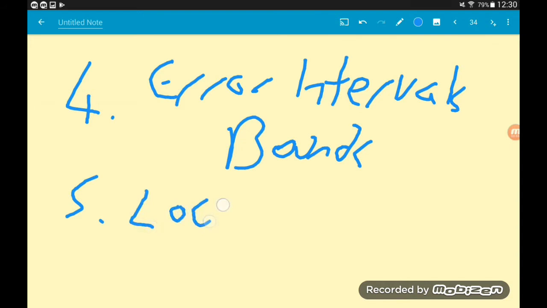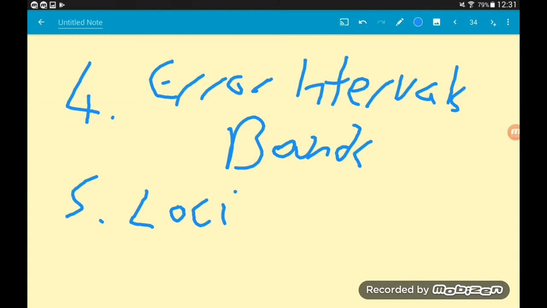Number 5, loci and construction. This is when you use your compass and ruler to either construct perpendicular bisectors or bisect an angle, finding a certain area of a shape, stuff like that. It's quite likely that this is going to come up in one of the next 2 papers, so make sure that you're at least happy with bisecting a line and bisecting an angle. So again, videos on that.